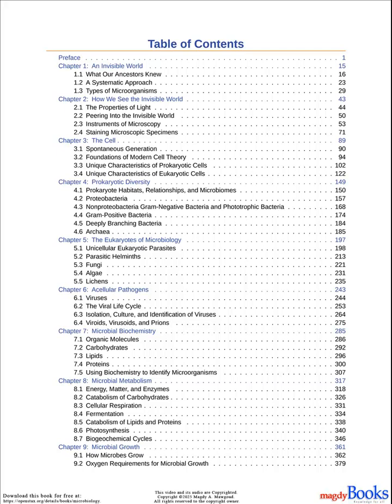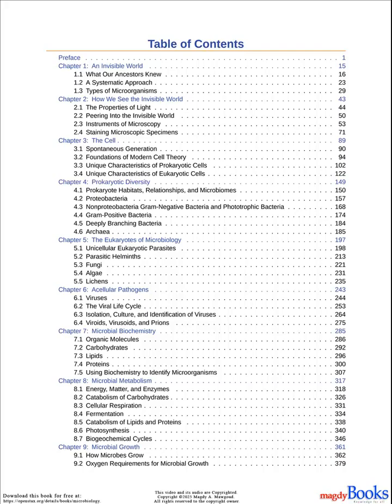8.2. Catabolism of carbohydrates. 8.3. Cellular respiration. 8.4. Fermentation. 8.5. Catabolism of lipids and proteins. 8.6. Photosynthesis. 8.7. Biogeochemical cycles. Chapter 9. Microbial growth.